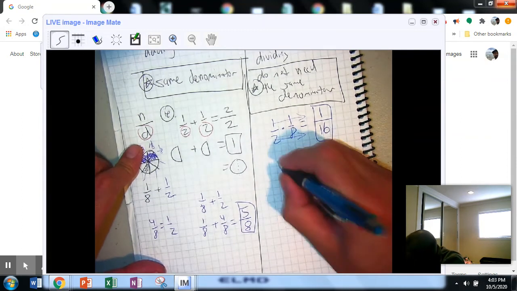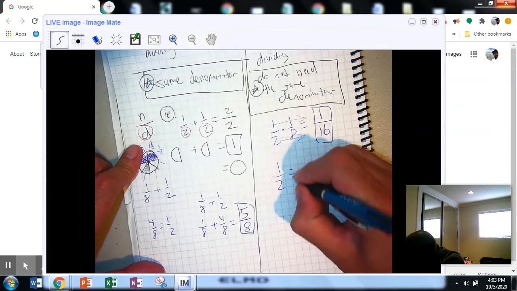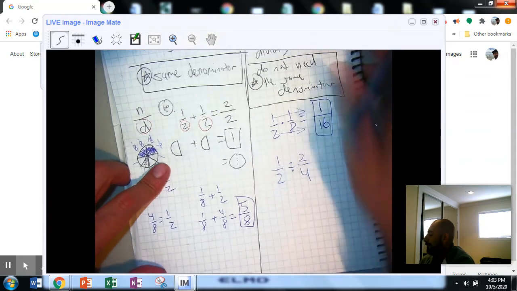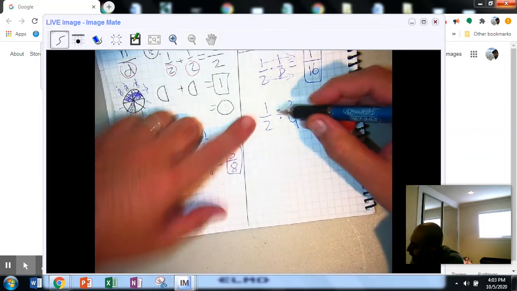Now, if you're going to divide, let's say we're going to divide 1 half divided by 2/4. When you're dividing, this is a tricky one.